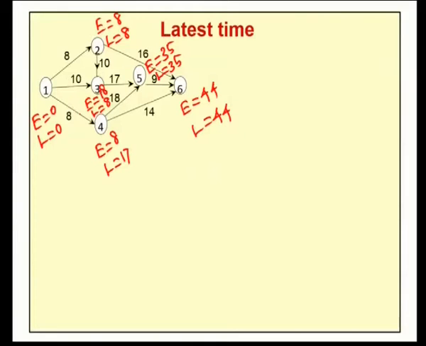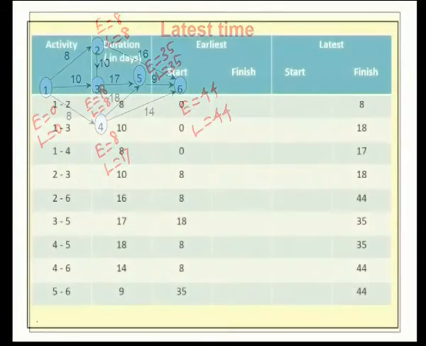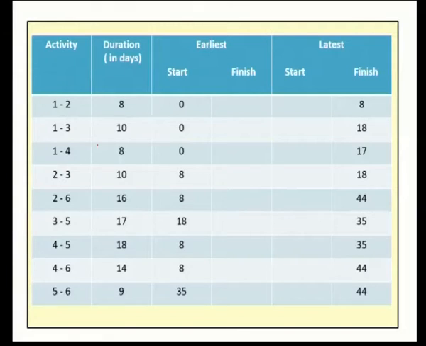Now, in order to determine the critical path for this network, with this earliest starting time and latest starting time, we form a table. The table is here. Now, we have 9 activities. These are the activities. For each and every activity, the duration is given. Now we compute the starting time for each and every activity.